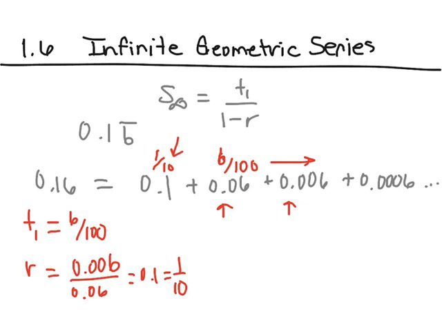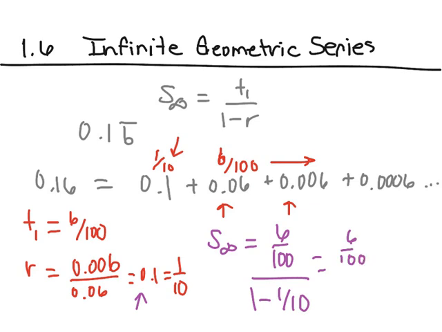So the sum of infinity is equal to 6 over 100 divided by 1 minus r, which is 1 over 10th. And we know since 0.1 is between negative 1 and positive 1, that it is a converging series. So we know it's going towards 0.06. So we're going to solve this as a fraction. This would be equal to 6 over 100 divided by 9 over 10, which is the same as 6 over 100 times 10 over 9.